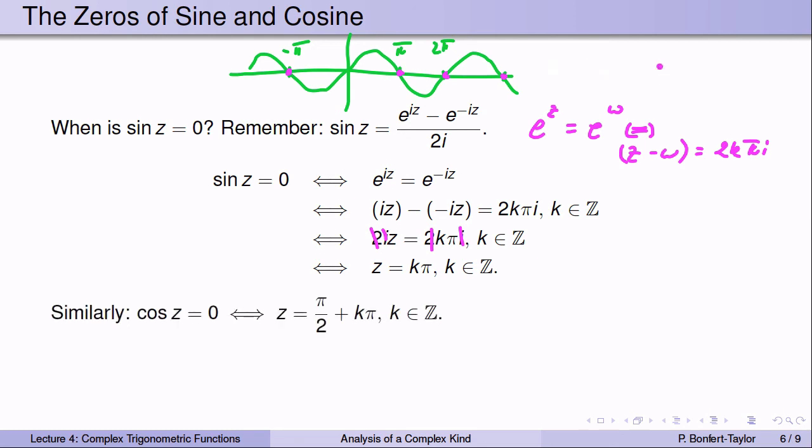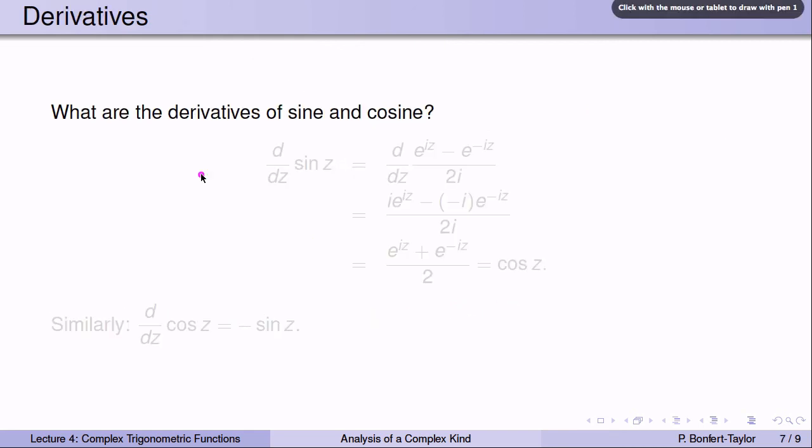Similarly, we can show that the cosine function is 0 only where the real valued cosine function was 0, namely at the points pi over 2 plus k pi, where k is an integer. Now we showed that the sine and cosine functions are analytic functions, so they must have derivatives.